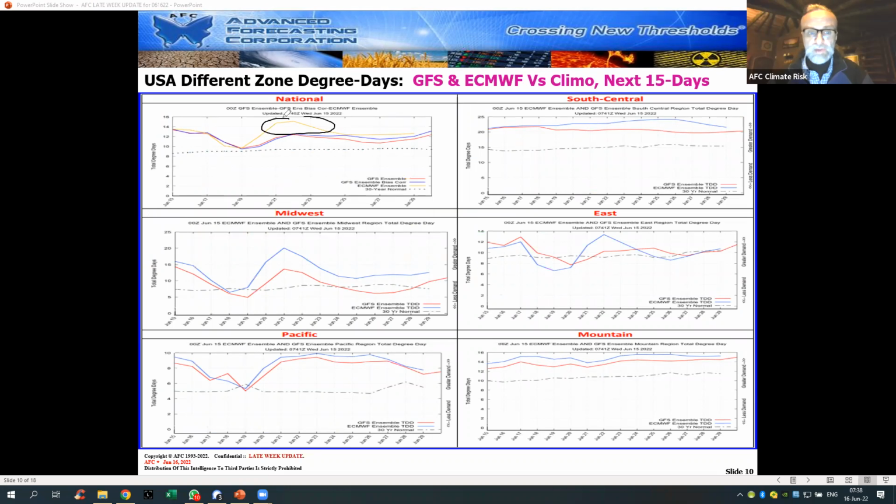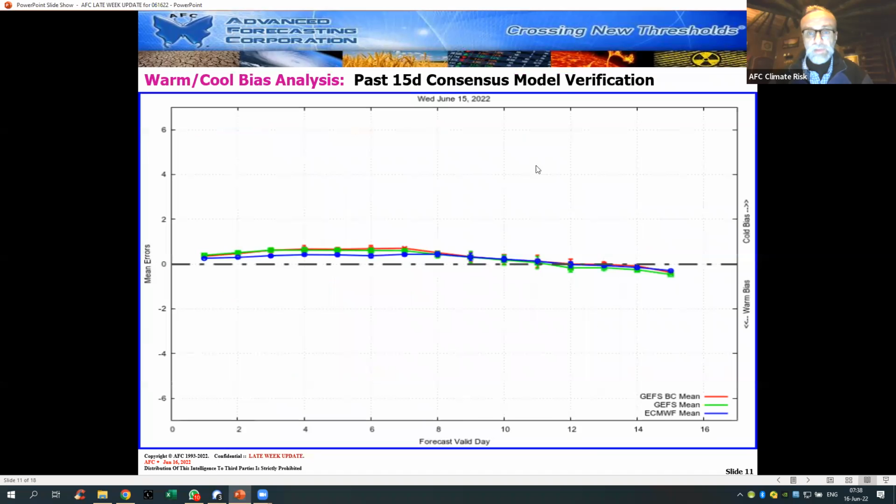This is the Euro here, and you can see how much higher it is than the GFS. I would say a safe bet is somewhere in between. You can see South Central areas very, very stable with the heat. The Midwest, hot here, but really, really hot the first half of next week. And then you can see mountain states for each region. You go in, you can see what the trend is going to be.